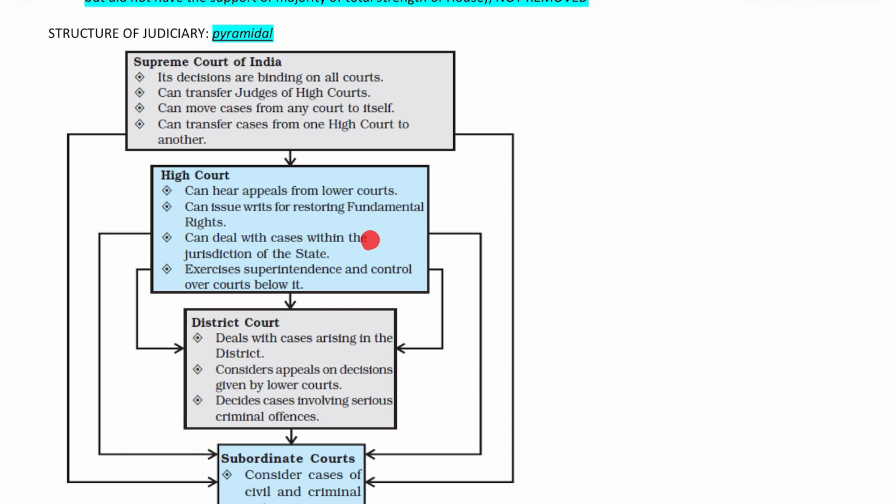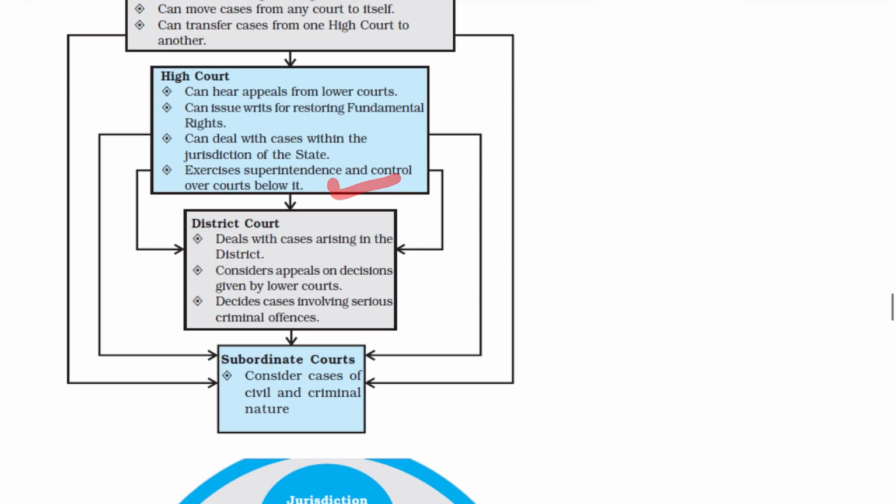High Courts can deal with cases within the jurisdiction of the state. It exercises superintendence and control over the courts below it. The district courts deal with cases arising in the district, consider appeals on decisions given by the lower courts, besides cases involving serious criminal offences. Subordinate courts consider cases of civil and criminal nature. We also have the alternate dispute redressal mechanism.